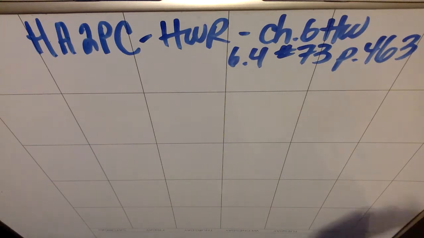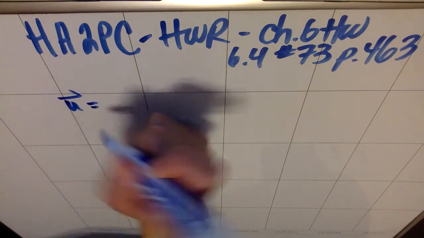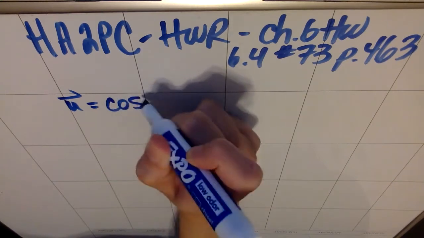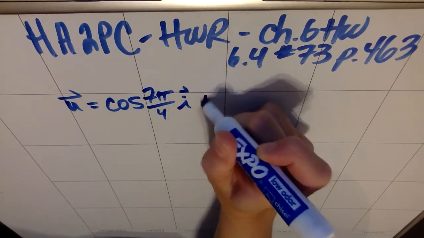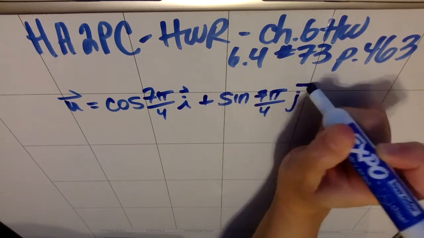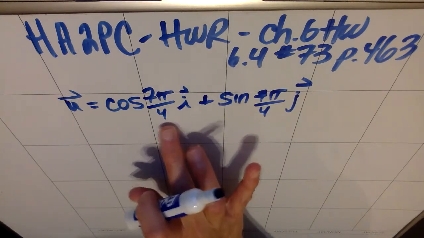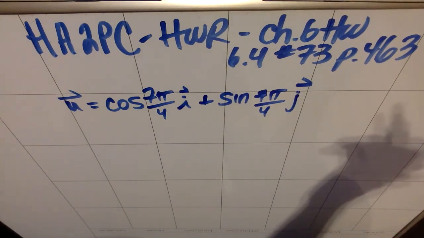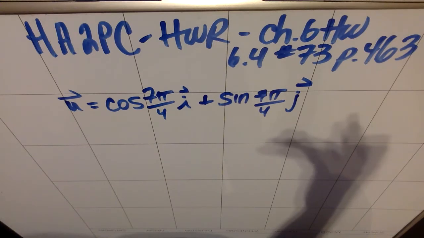So in this problem, we're given two vectors, right? We're given vector u as the cosine of 7 pi over 4 i, in the i direction, plus the sine of 7 pi over 4 j. This is in ij notation, but what's worth noting is that this tells us the angle of this vector is 7 pi over 4. This is the trig form of a vector, rather, sorry.